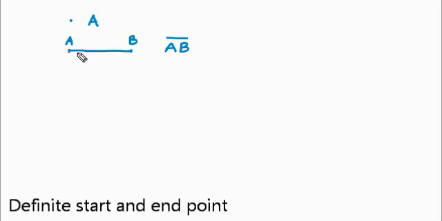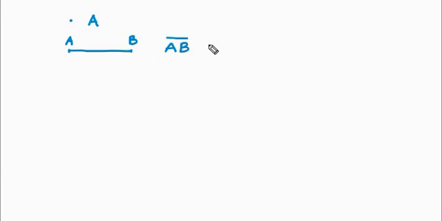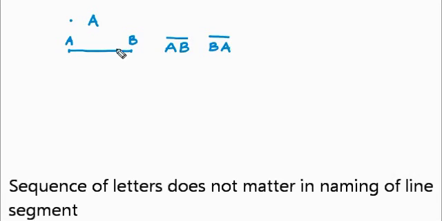Now what are the important points here? A line segment has a definite start and end point. It can also be represented as BA. So AB is same as BA. So the sequence of the letters does not matter when we are representing a line segment.